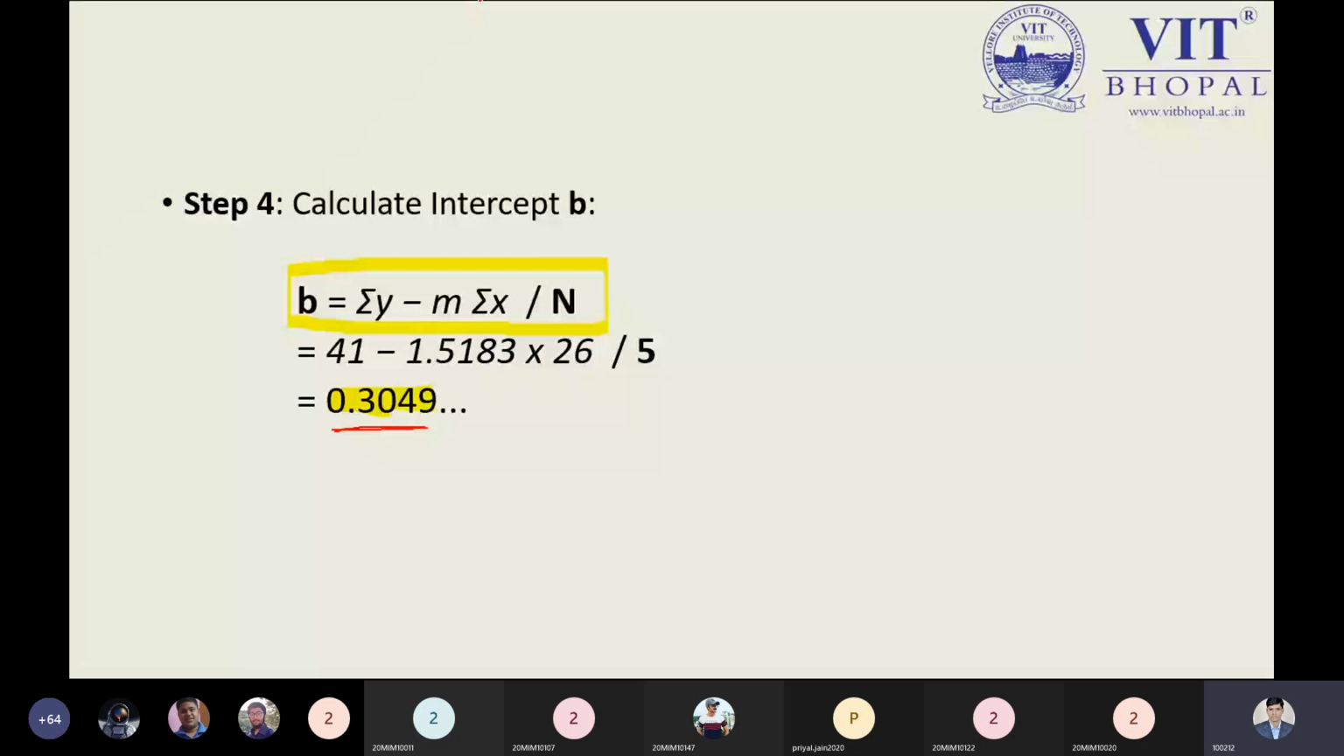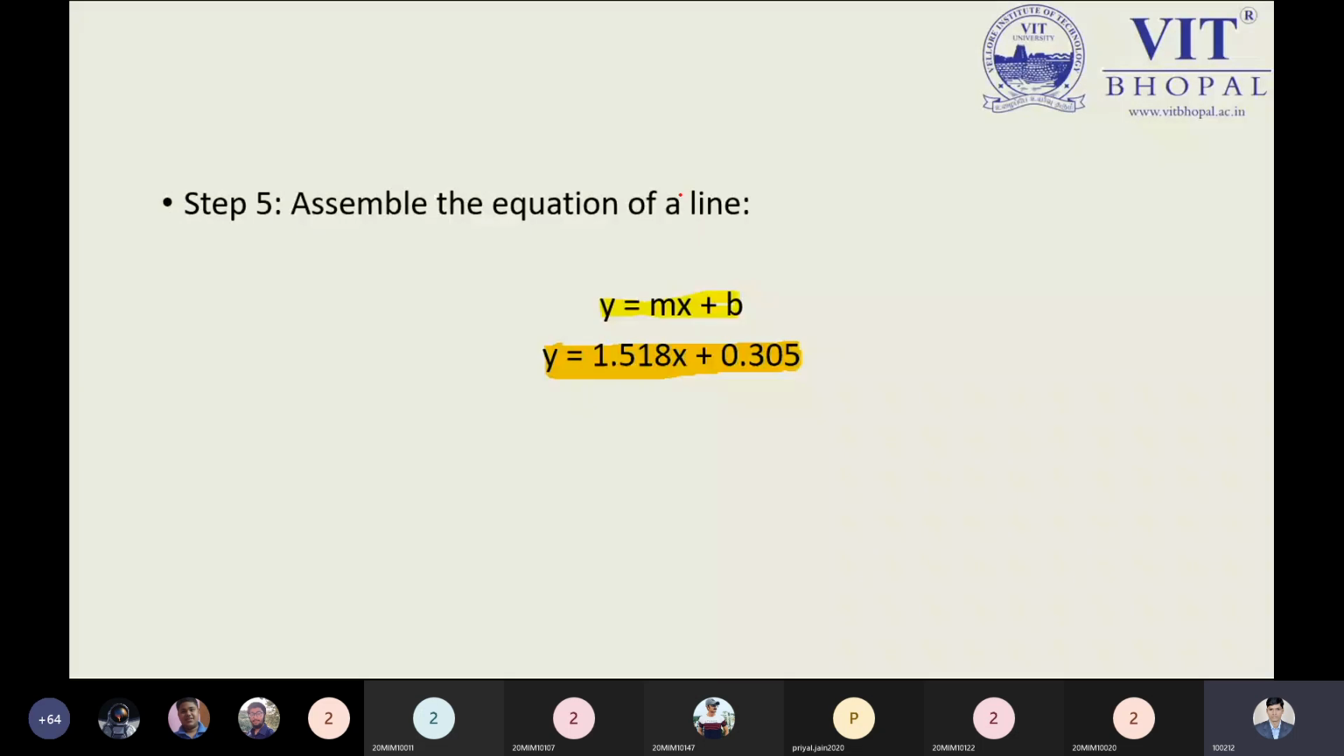Tell me right now, how to calculate the interception point. It is clear to all right now? Yes, sir. Clear. Okay, thank you. So now what is the next step?